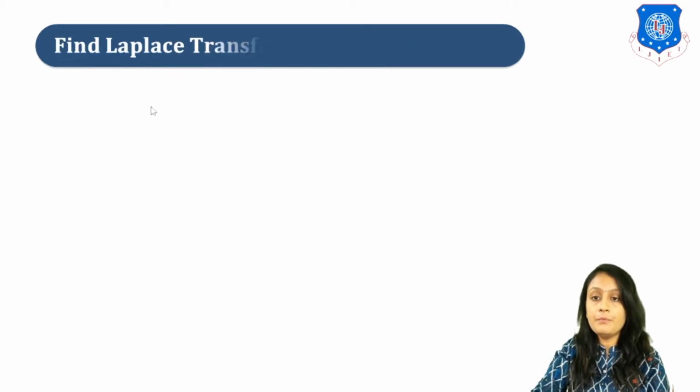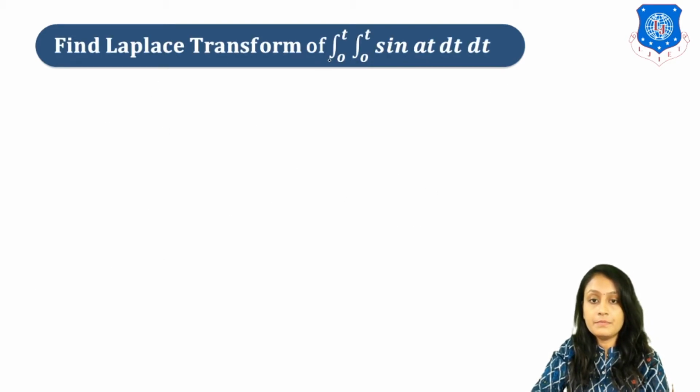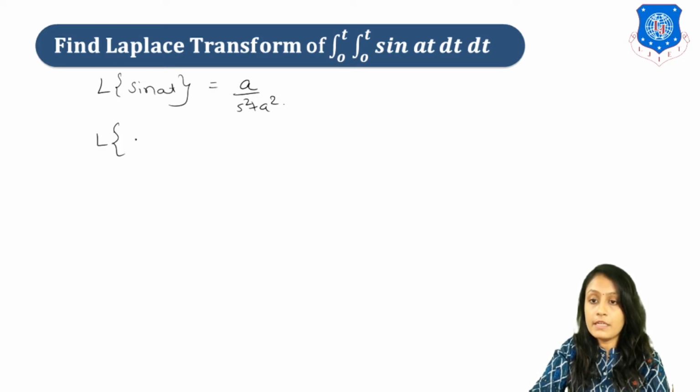Now let's solve one more example: the double integral from 0 to t of sin at dt. Firstly, we find the Laplace transform of sin at, which is a upon s square plus a square. Now first apply the integration one time, that is from 0 to t of sin at dt. Whenever we apply the integration, we have to divide it by s.